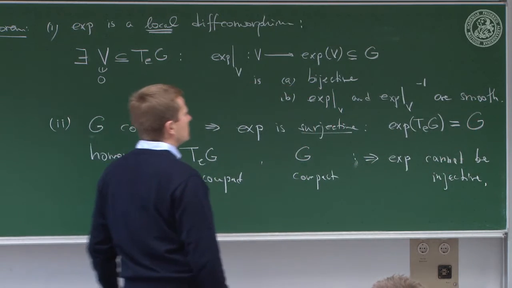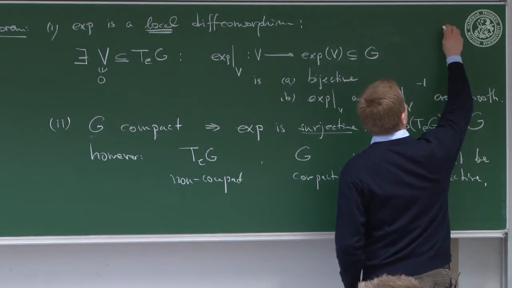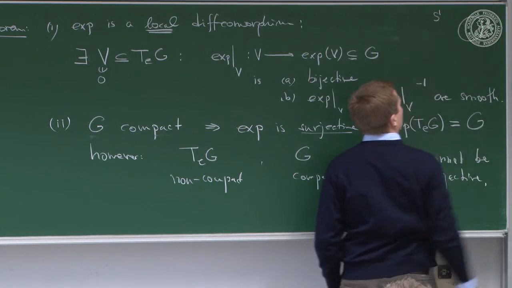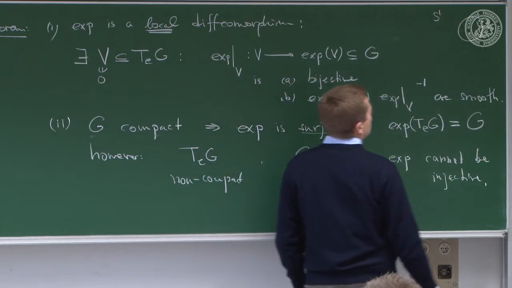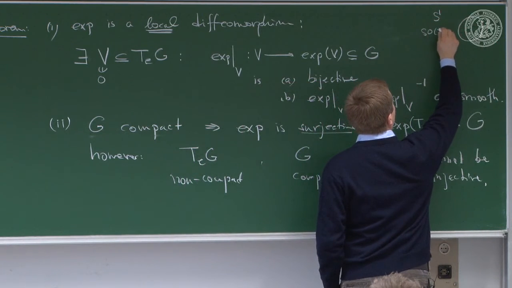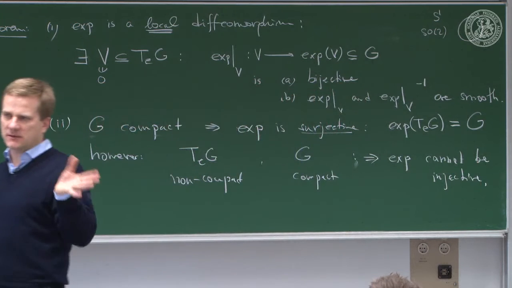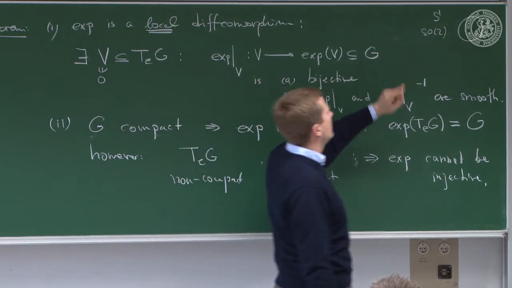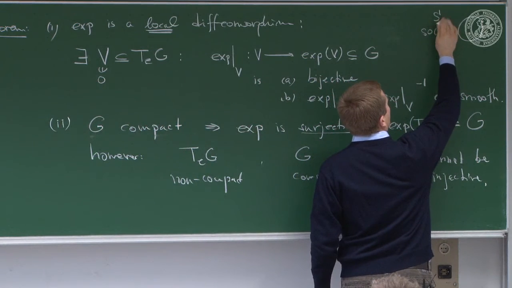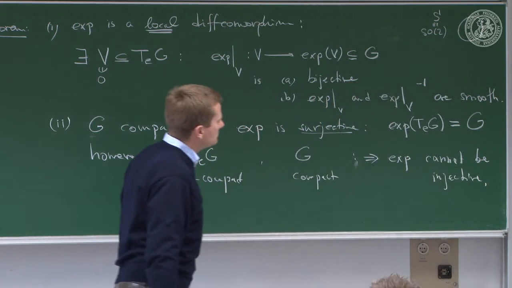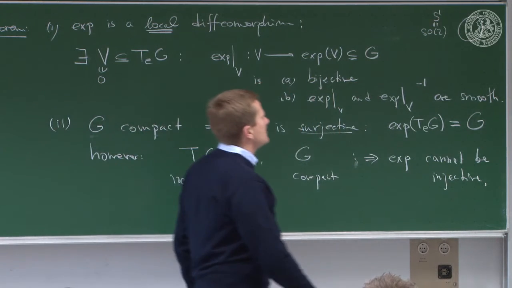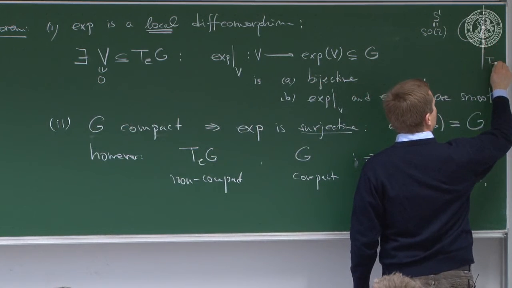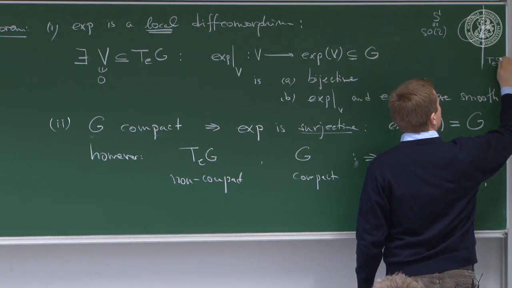Okay, so let me draw a little example. Let's say we take S1, that's this nice circle here, and that's the smooth manifold underlying SO2. If you talk about rotation, SO2, you need to give me an angle. So the underlying manifold is S1. And what's the tangent space at the identity? Let's say that's the identity, and that's the tangent space at the identity. This is T_e SO2.